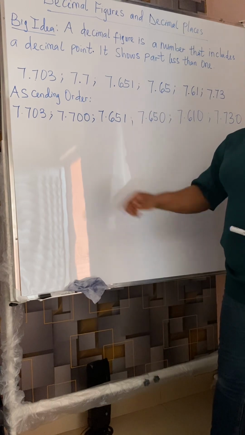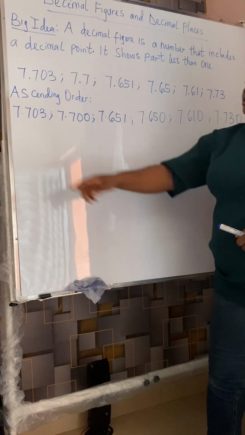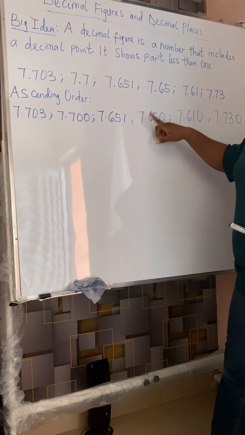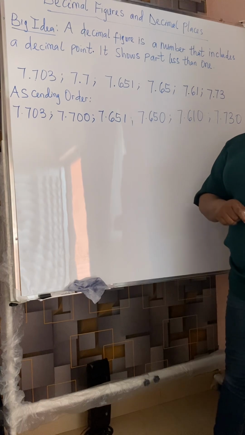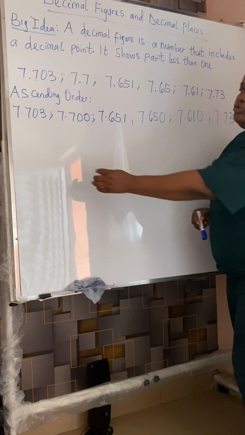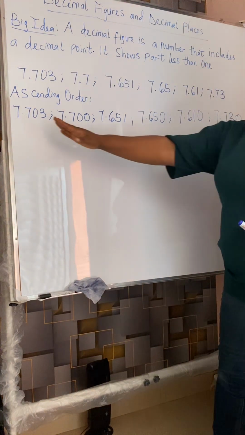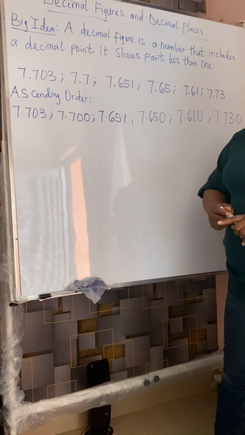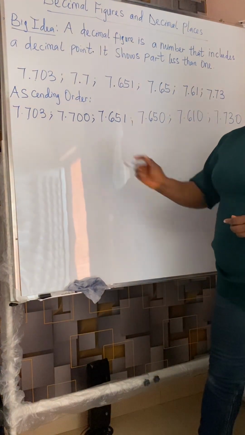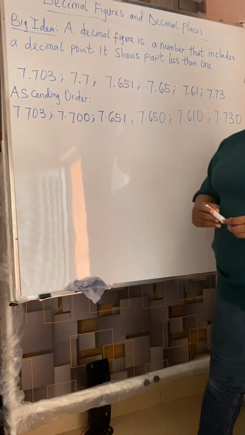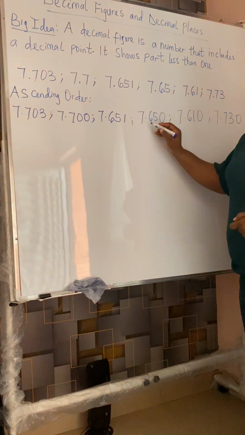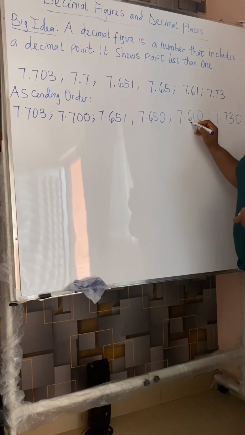Which one is the smallest number here? See, this is 7 whole, 7 whole, 7 whole, 7 whole, 7 whole, and 7 whole. So all the wholes, that is the units, are the same. That means I'll have to look at the decimal notation, the numbers after the decimal point. Notice that I have 7 here. This is the tenths. I have 7 here. The tenths for this second number is also 7. But the tenths here is 6. The tenths here is 6. The tenths here is 6.